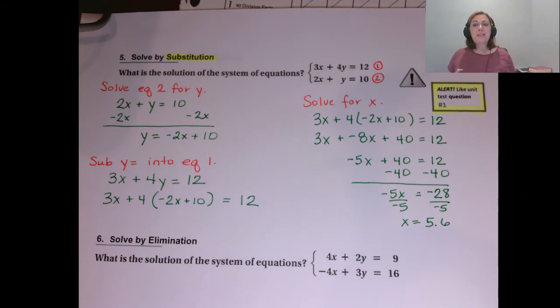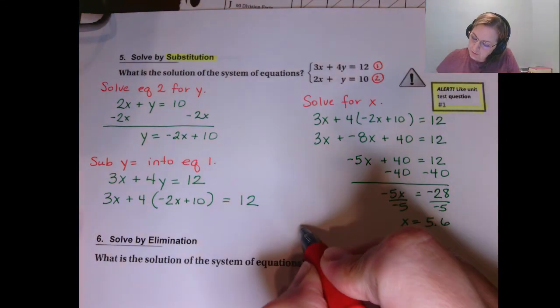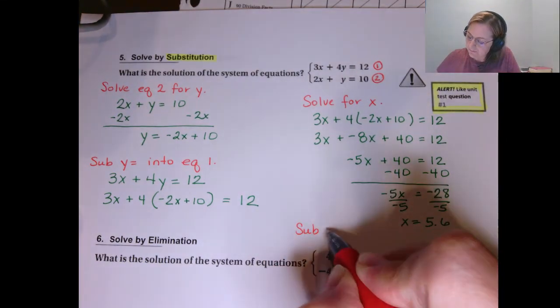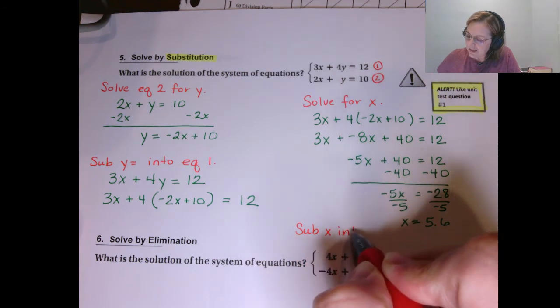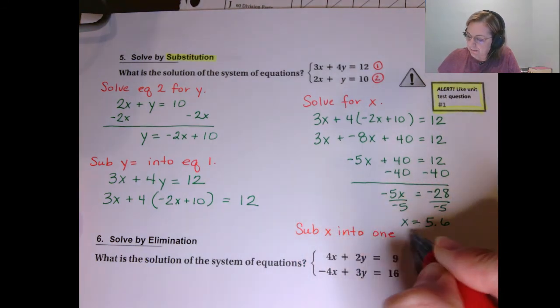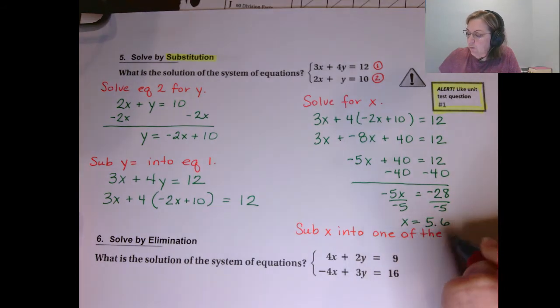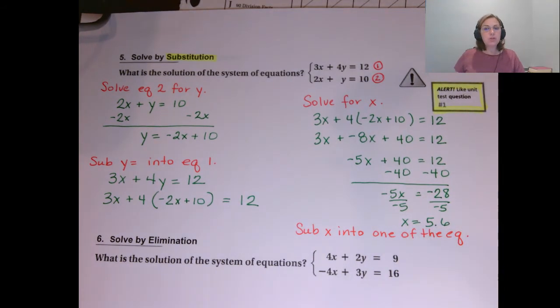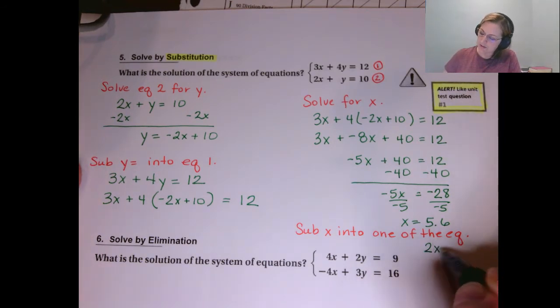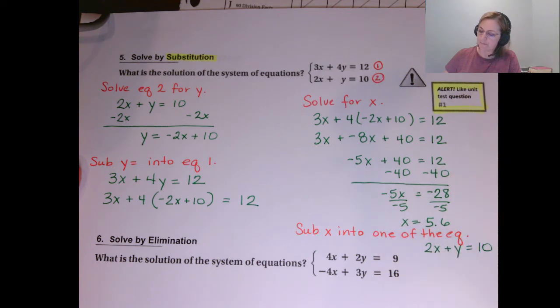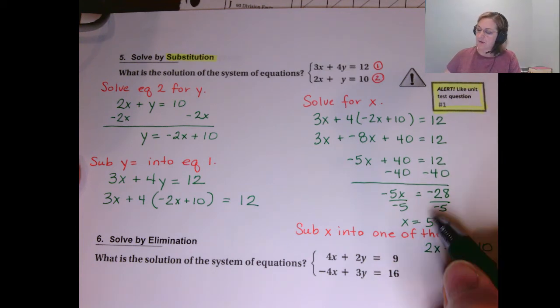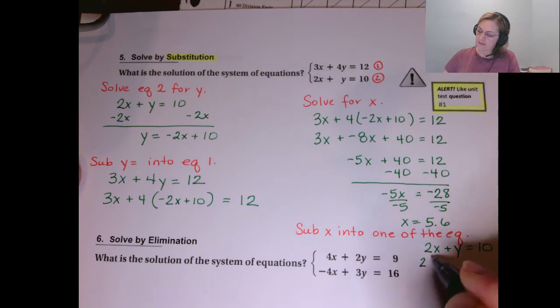Now, you may be thinking to yourself, oh, great, we've already found the answer. We found half of the answer. We actually have to substitute into one of the equations. It doesn't matter which equation. You can choose either one here. I generally choose the easiest one, so I'm going to take the 2x plus y equals 10. That's equation 2. And I'm going to put 5.6 in for x.